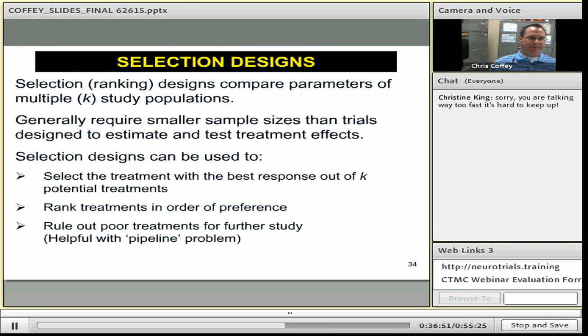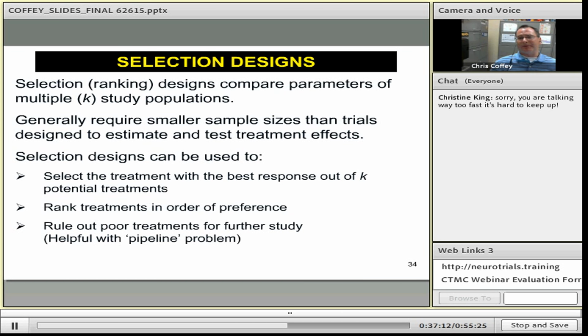Next slide, please. Another design I think that's helpful in early phase studies, particularly when it's uncertain where you should go in terms of a phase three study, is what's known as a selection design. Selection designs are very different from the designs that we generally think of. The question here is not looking for proof of concept of a single drug.